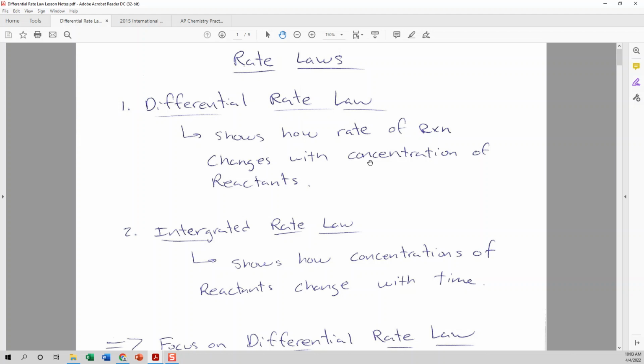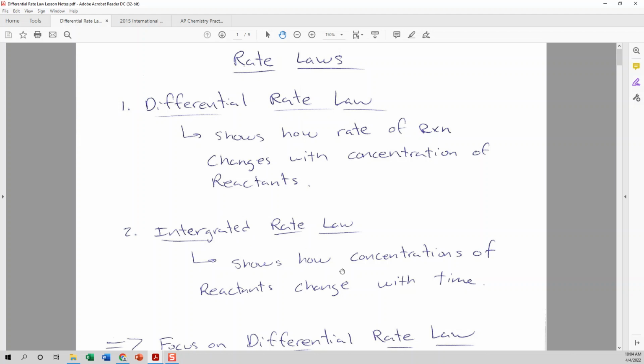So, if I increase the concentration of my reactant, what happens to the rate? Does it get faster? Does it get slower? That kind of thing. All right, so the differential rate law shows us how the rate depends on our initial concentrations of reactants. And notice, it's reactants, nothing to do with the products, okay?